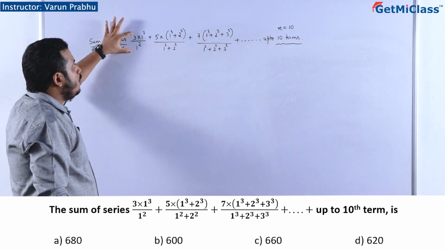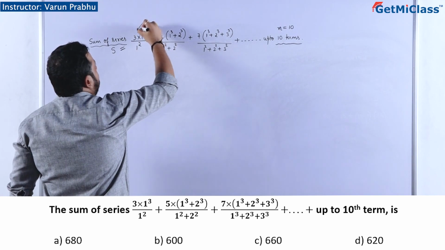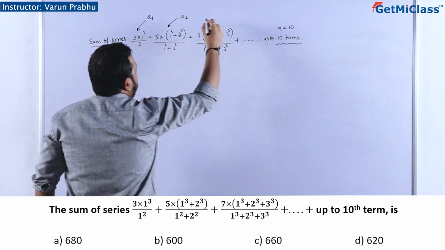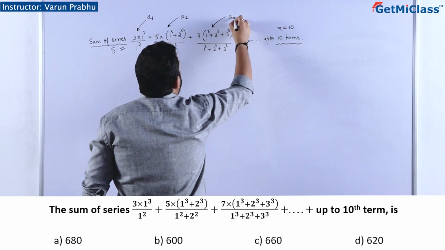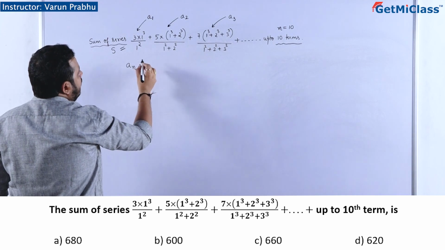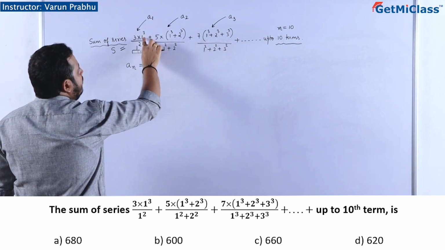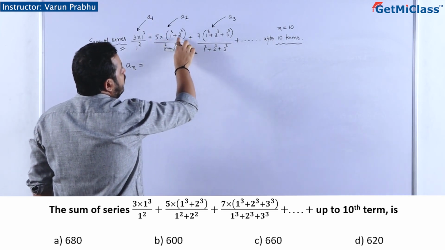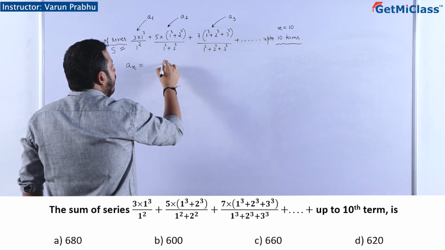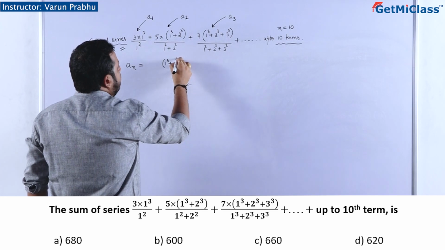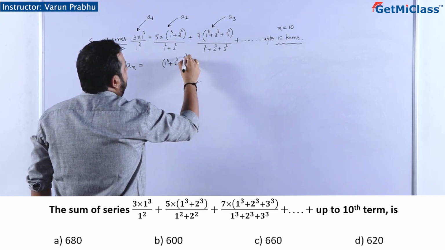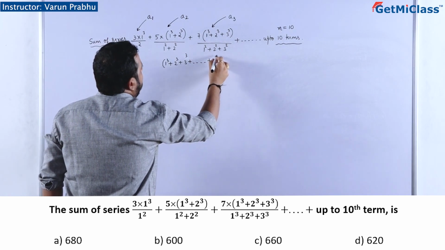Now if you see, this is called the first term of this particular series, A1. This entire term is called the second term, A2. This entire term is called the third term, A3. What needs to be understood here is that the general term can be written as: for the first term it is 1 cube, for the second term it is 1 cube plus 2 cube, for the third term it is 1 cube plus 2 cube plus 3 cube. For the nth term it will be 1 cube plus 2 cube plus 3 cube plus so on up to plus n cube.